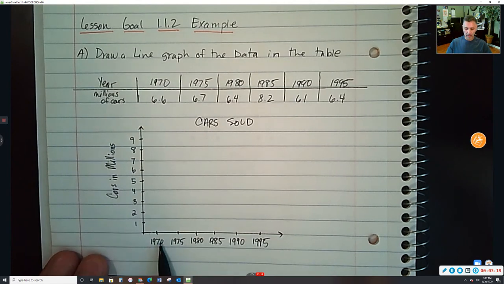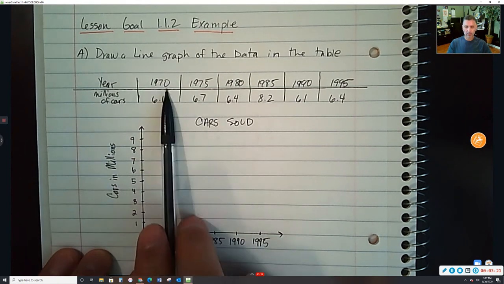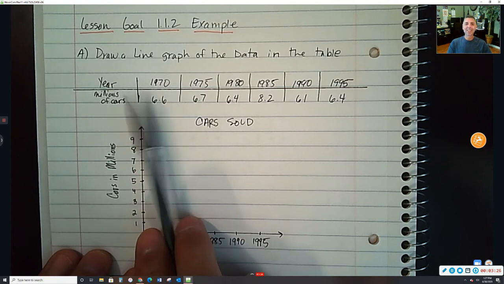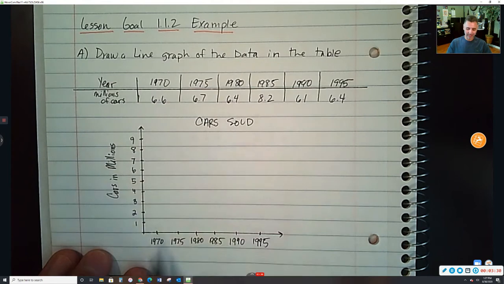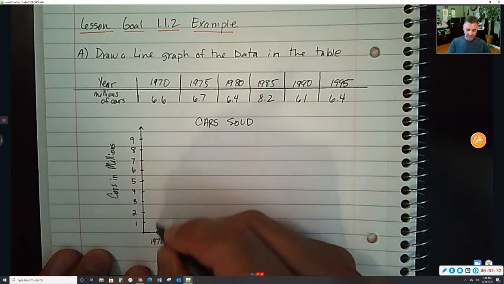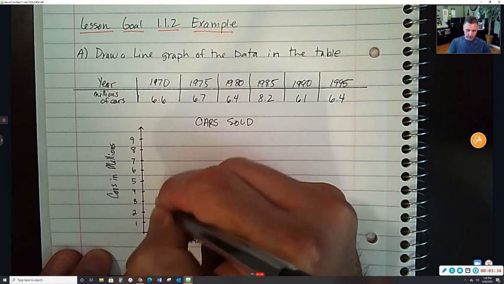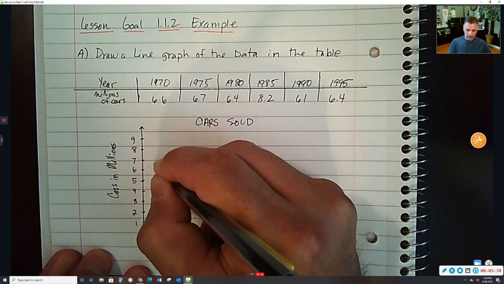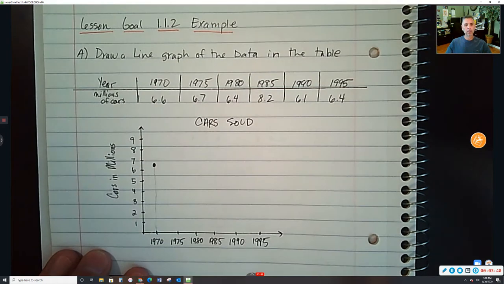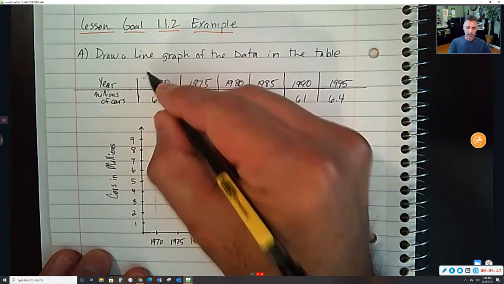Okay, so anyway, in 1970, 6.6 million cars sold. So go to 1970, and then go up to 6.6. So here's 1970. We're going to go up to 6.6. Now these aren't going to be exact. It's a pretty good estimation. It's kind of in the middle of 6 and 7. That's good. Okay, I did that guy.